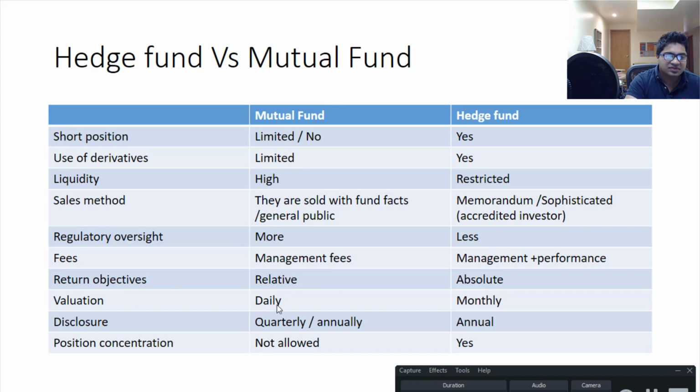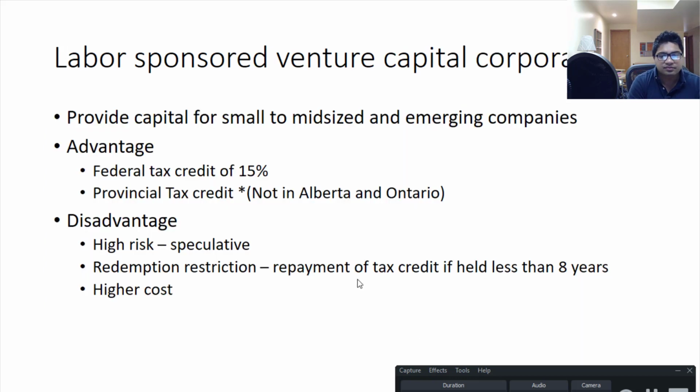Valuation: mutual funds have daily valuation, hedge funds have monthly valuation. Disclosure: mutual funds generally have quarterly or annual disclosure. Hedge funds disclose their holdings annually, so they disclose to the public annually. Position concentration is not allowed in mutual funds, it is allowed in hedge funds.